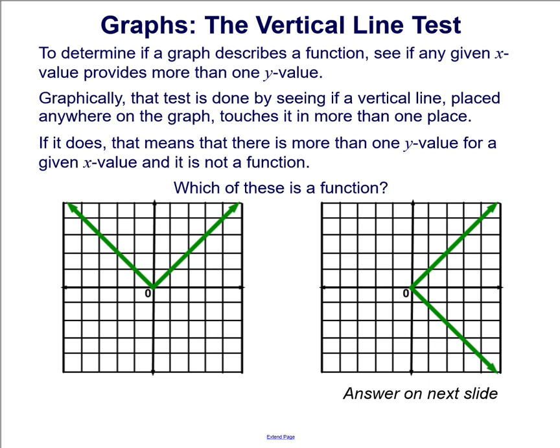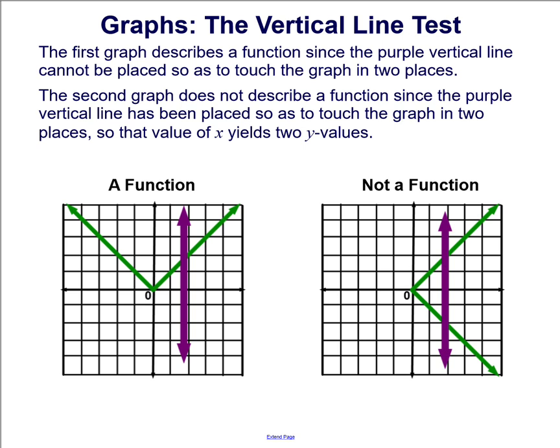Graphically, that test is done by seeing if a vertical line placed anywhere on the graph touches it in more than one place. If it does, that means there is more than one y value for a given x value, and it is not a function. Which of these is a function?